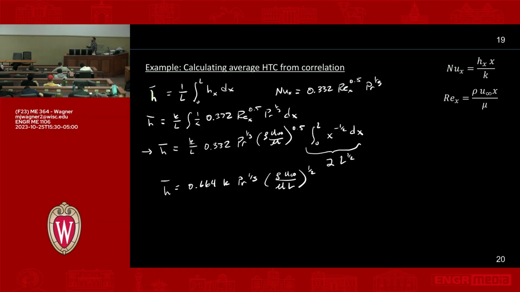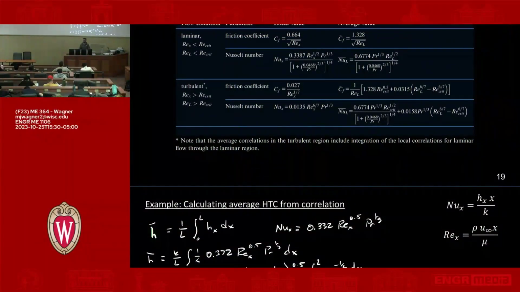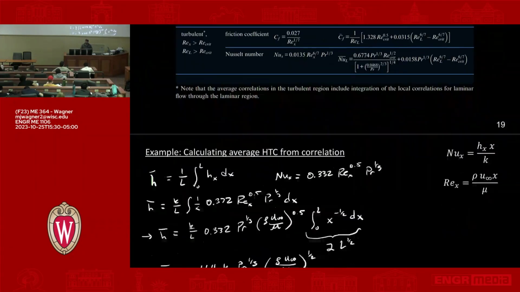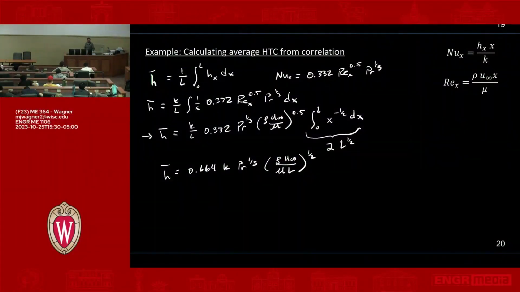So maybe one of the reasons why I'm going to the trouble here is that this is for laminar flow, right? Well, what happens if you have a transition from laminar to turbulent? If you look back at this table, we have two different correlations for local heat transfer: a local correlation for laminar flow and a local one for turbulent flow. So how do you combine those two? Well, basically all you have to do is the combined integral of those two things. So h bar from 0 to L, where that range now includes both a laminar region and a turbulent region.